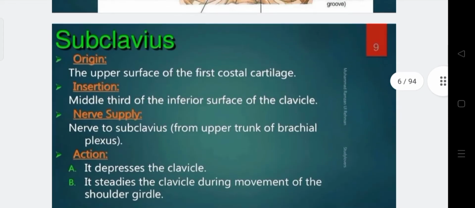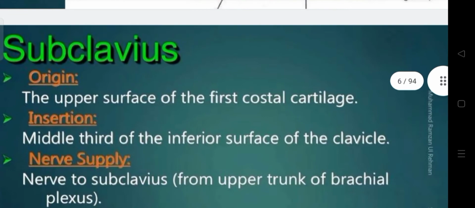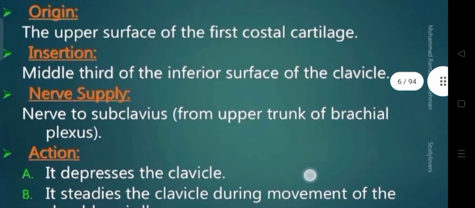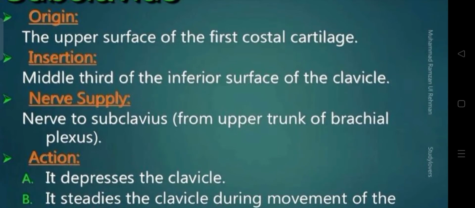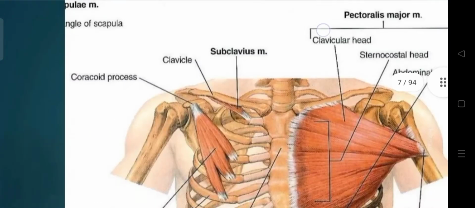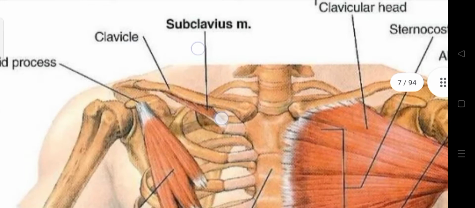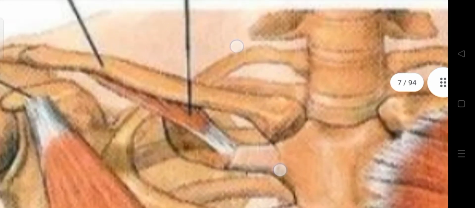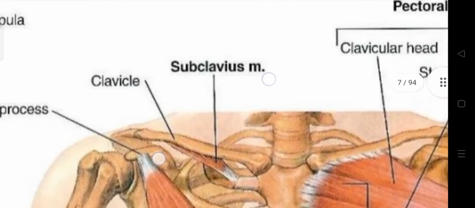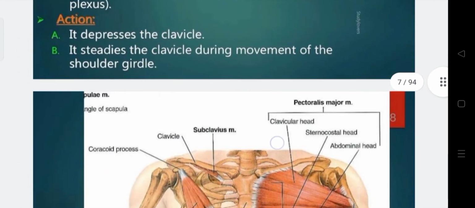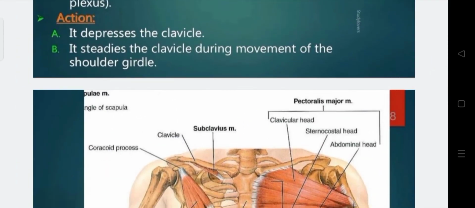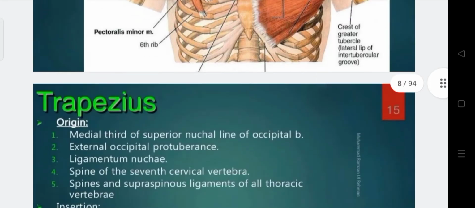So next muscle is the subclavius muscle. It originates from the upper surface of the first costal cartilage and is inserted into the middle third of the inferior surface of the clavicle. In the picture you can clearly see this. This is the muscle basically, and it depresses the clavicle. It steadies the clavicle during movement of the shoulder girdle.